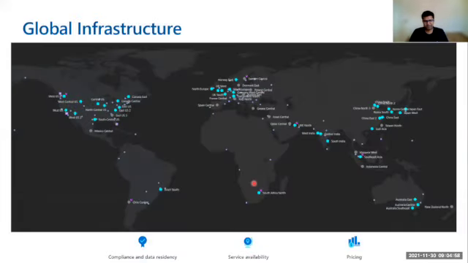Azure, as most of you know, is a really global infrastructure. We have data centers almost all around the globe, and different edge clusters also. So truly a global infrastructure. The main advantage is that you can have data reside close to your compute and close to your clusters, and you have service availability with competitive pricing.